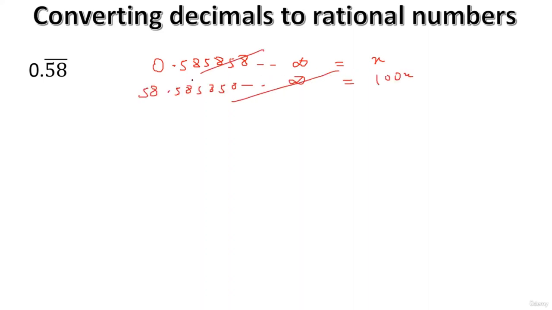Now when you subtract them, ये 0.58 cancel हो जाएगा. You are left with 58 minus 0, 58. 100x minus x is 99x. So the answer is x is 58 by 99. That's the value of 0.58 recurring.